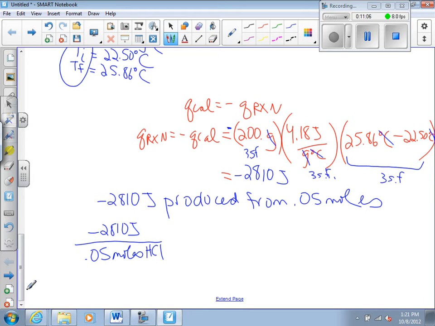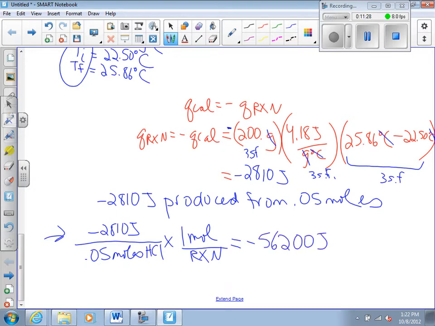So I have negative 2810 joules per 0.05 moles times 1 mole per reaction. And that gives me, let's see, negative 56,200 joules per reaction.